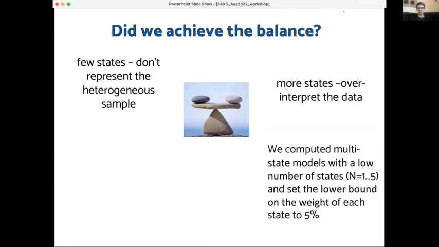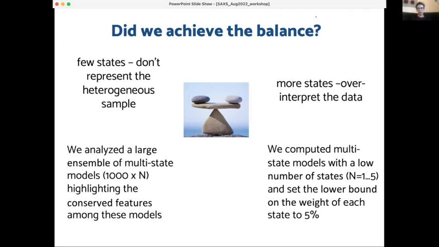So what we do is the following. We compute multi-state models for a low number of states. We don't go very far, usually up to 5. We can go up to 10, but normally it's up to 5. And we also set a lower bound on the weight of each state. Normally it's a parameter, but the default is 5%. So a state has to contribute significantly to improvement in chi-square to be included. This takes care of data overfitting: few states, and a significant weight for each state.